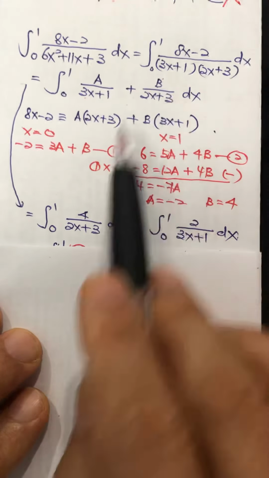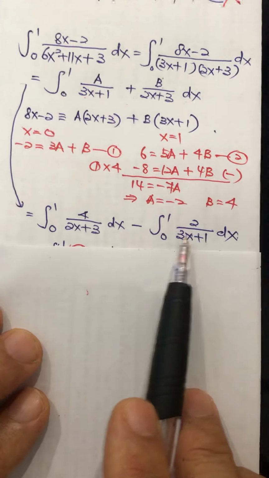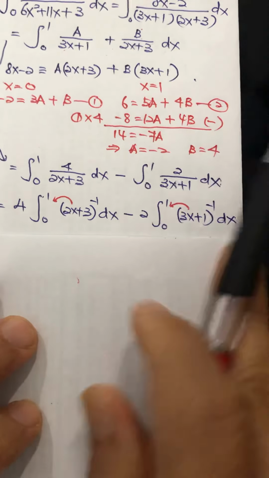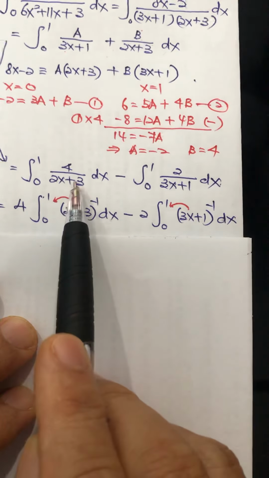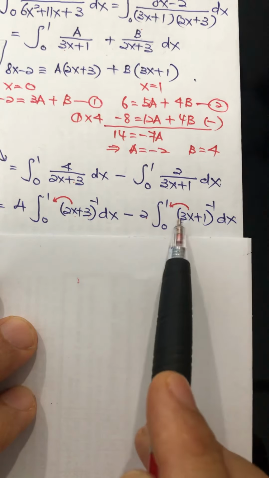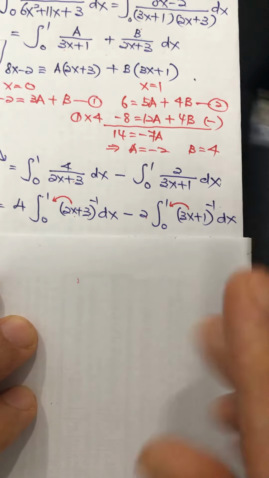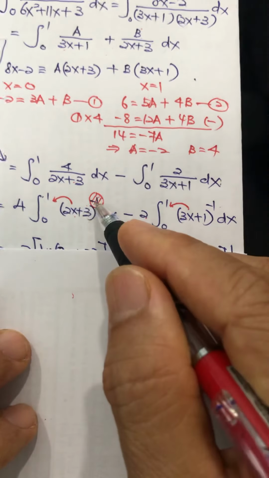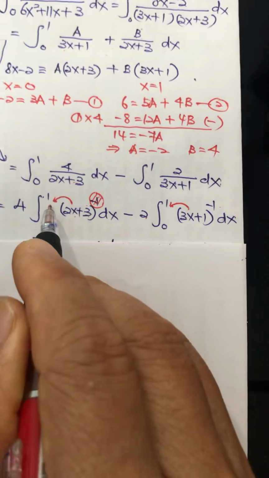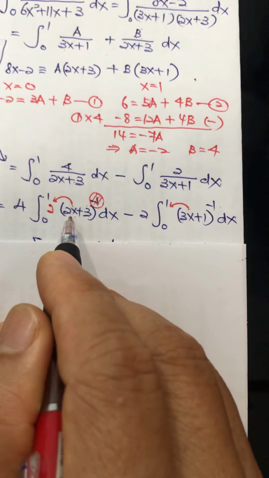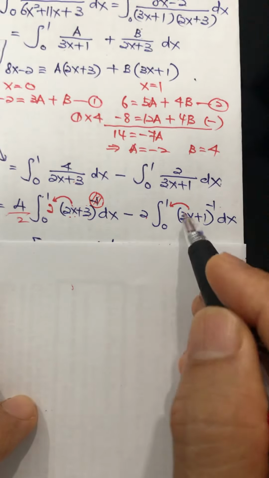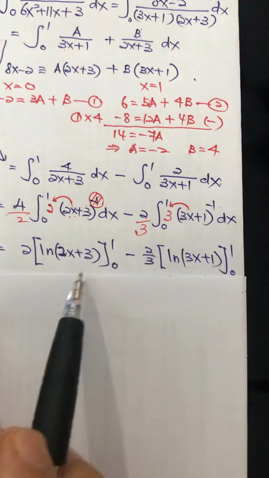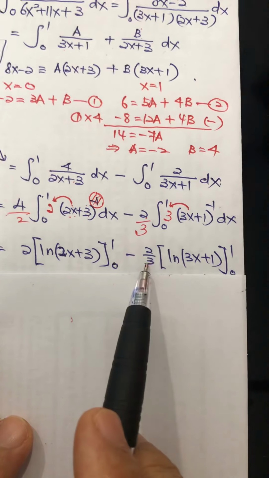We write the 4 first, followed by the negative 2, and then now we can integrate. So here you see 4 you take out, and then 2x plus 3 to the negative 1. This one, 2 take out, 3x plus 1 to the negative 1. Okay, now I'm going to integrate this. Integrating this will give us ln, isn't it? But before that, here you must have 2. Differentiate this, you have 2, so divide by 2. Differentiate this, you have 3, so divide by 3. So this one can become ln. That's why this is 2, this is 2 over 3.